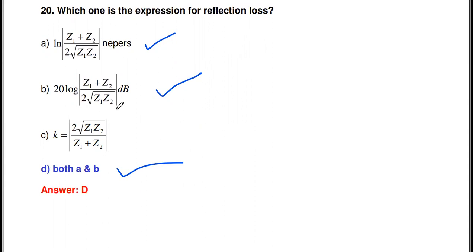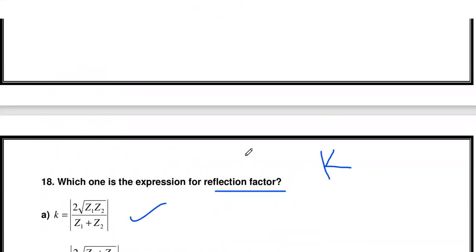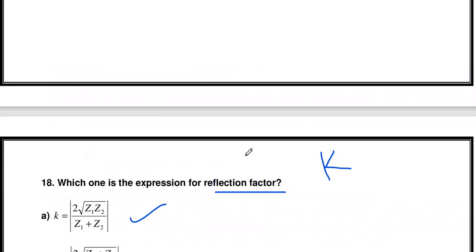These are some of the questions from the topic open and short circuited line: reflection coefficient, transmission coefficient, return loss, then power loss and reflection loss.